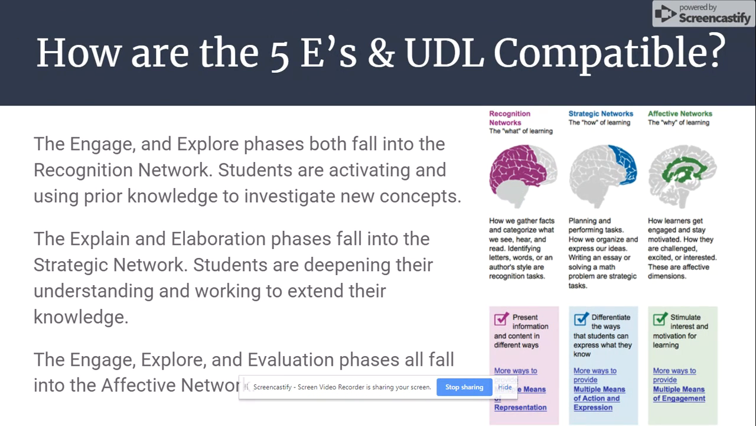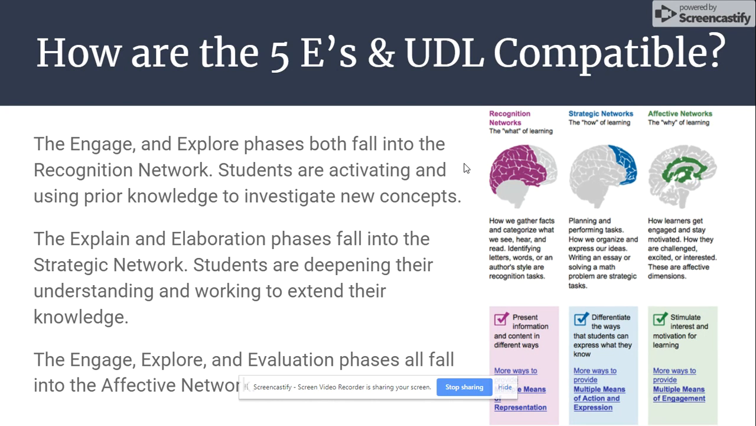Are the Universal Design for Learning principles compatible with the 5 E's? Yes. Each of the different phases falls into a different network. The engage and explore phases both fall into the recognition network. The explain and elaborate phases fall into the strategic network. And then all 3 phases fall into the affective network.